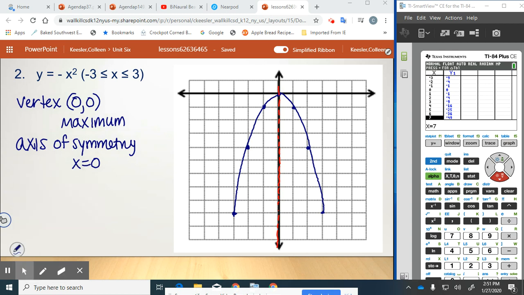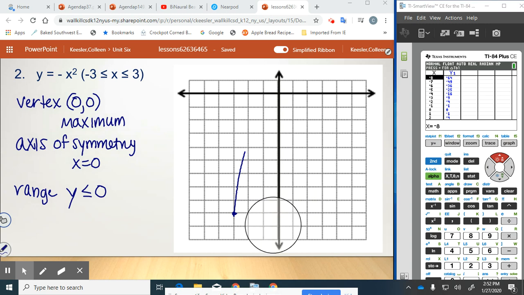And the range is now not y is greater than or equal to 0, but y is less than or equal to 0, because all the points fall below that point 0, 0. Everything's going under it. And again, like we see in our graph, 0, 0 is the highest point, then all the values on the y keep decreasing and getting lower than 0. Okay, so those two were very easy. Let's see if we can find some more challenging ones.